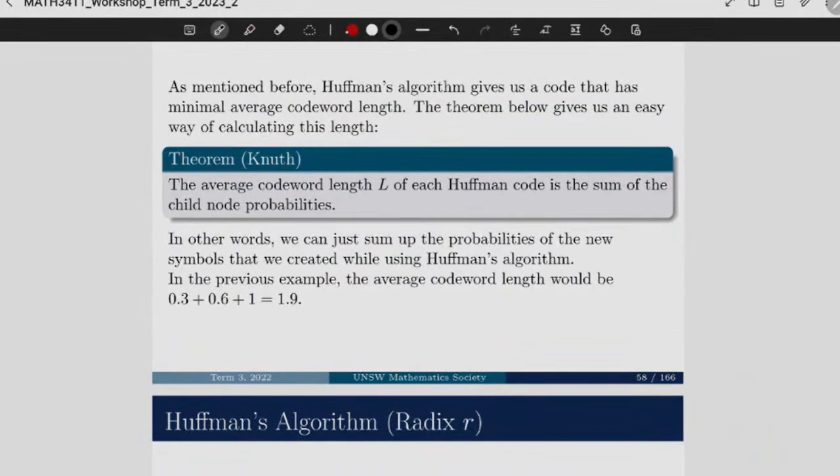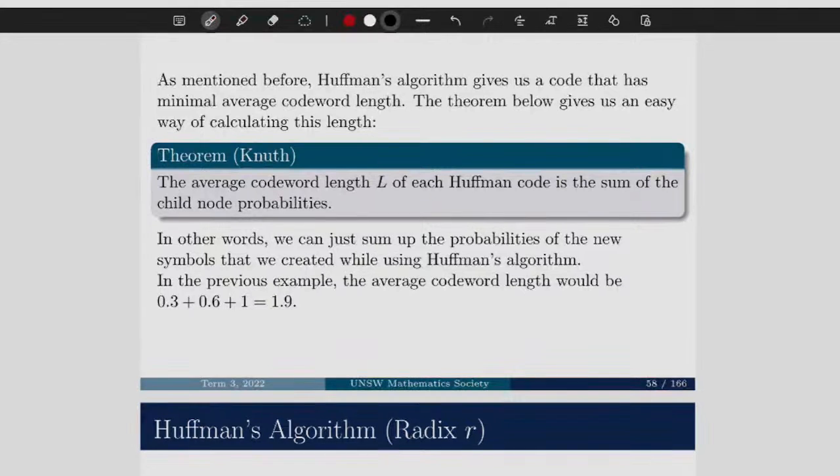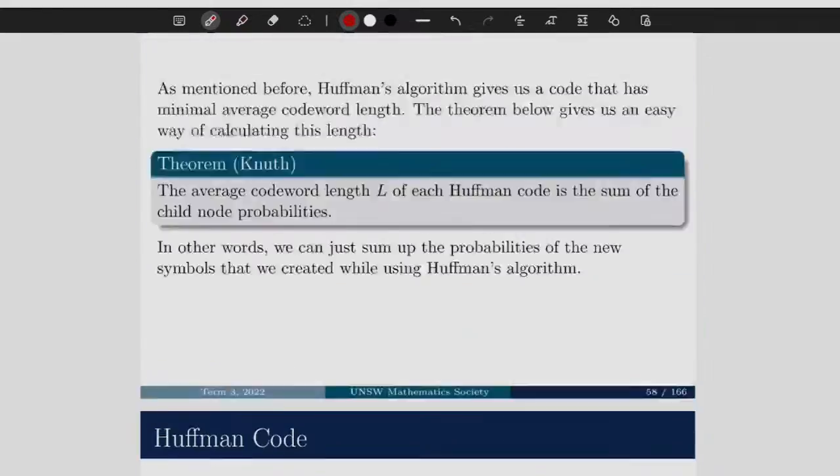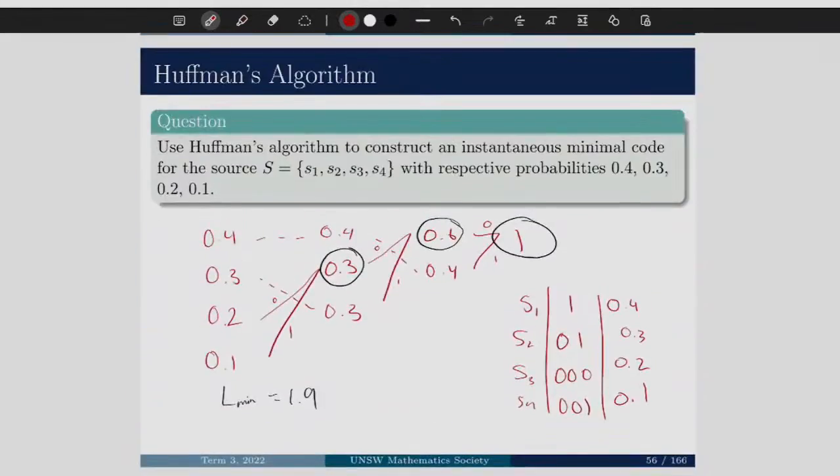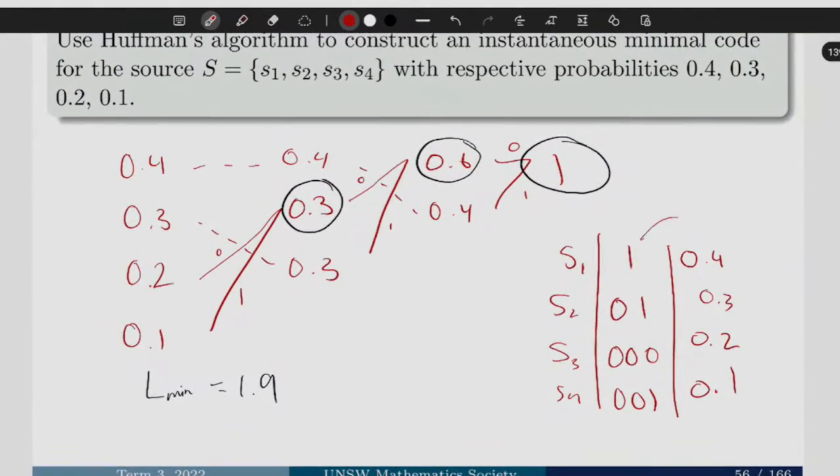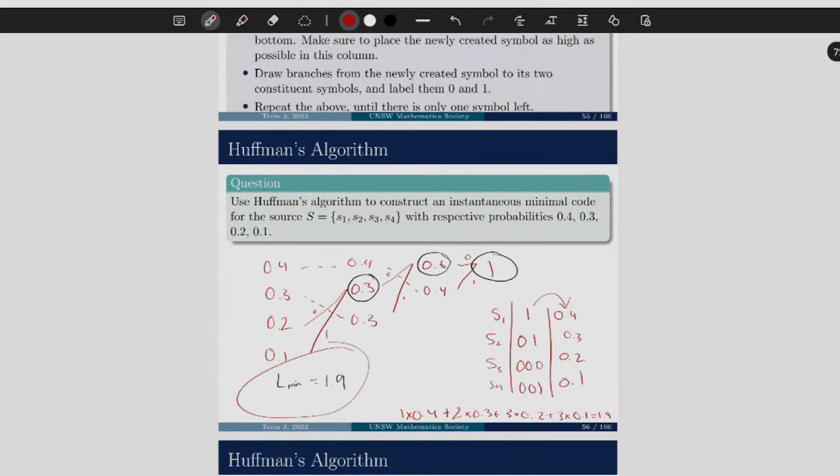Alternatively, if you say forget that, because that is at the end of the day a little bit of a shorthand, then alternatively what you could do, if I scroll back up, is you can go through and go, okay, this is length 1, 0.4, then I have 1 times 0.4, plus 2, because 0, 1, 2, times 0.3, plus 3 times 0.2, and so on and so forth for all of the codes, and then you should also be able to get 1.9 from that as well. This theorem is essentially just a shorthand.